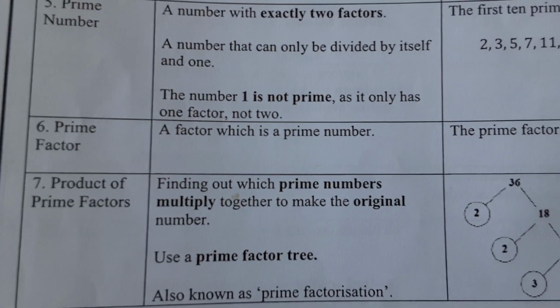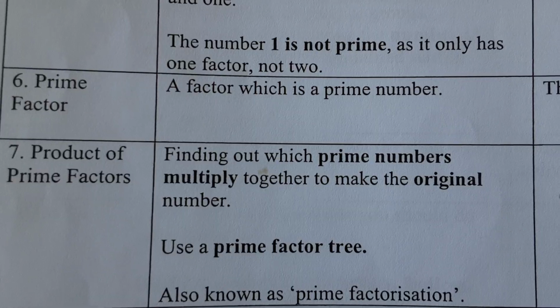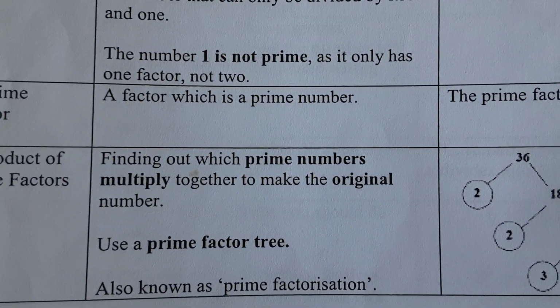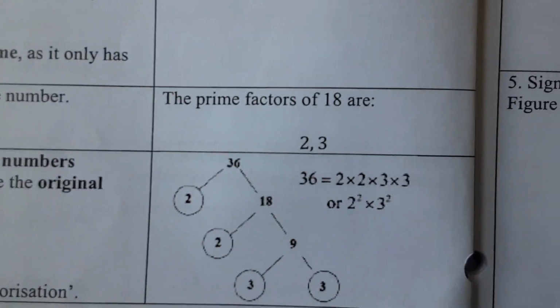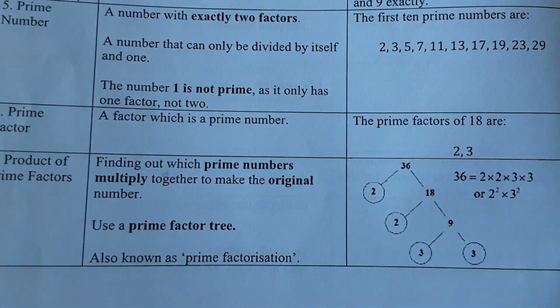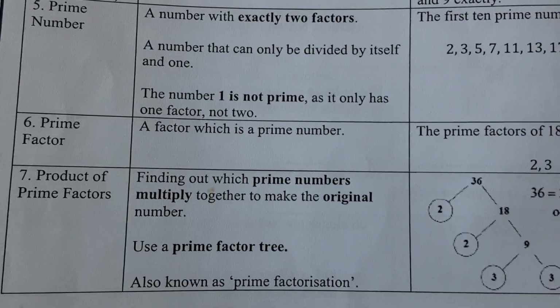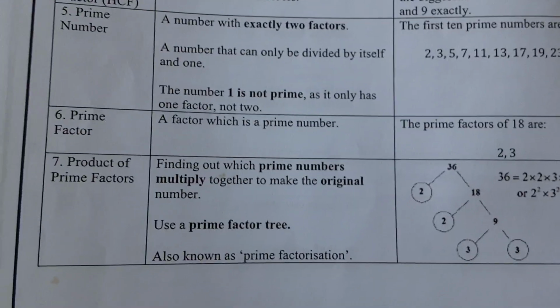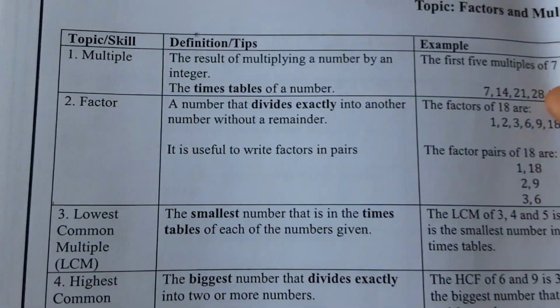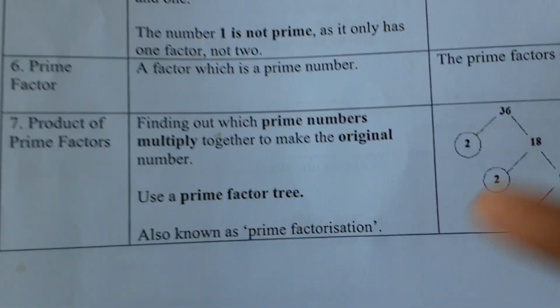Okay, prime factor. A prime factor is a factor which is a prime number, and the prime factors of 18 are 2 and 3. Now, this one can be tricky sometimes, but once you get the hang of it, you'll know it. It's a factor which is a prime number. This was pretty easy. In the previous one, we learned what a prime number is, and we know what a factor is. So that's pretty easy. It's basically the two combined.